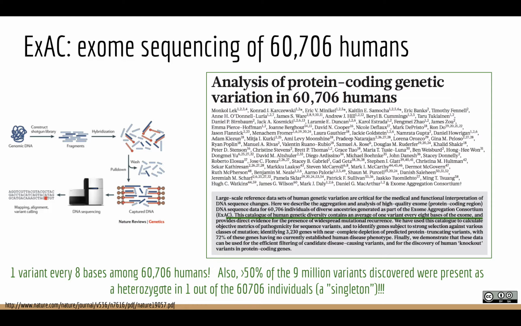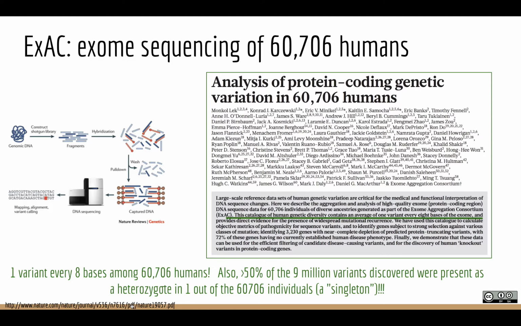So one of the staggering results of this study, from looking at 60,706 individuals, is that there's one genetic variant in the coding exome for every 8 bases. We talked about on average that any 2 individuals differ at about 1 in 700 base pairs or something. But the density of genetic variation obviously increases as we sequence more and more individuals. So in total, when you take all the genetic variation found among those 60,706 individuals, there's variants all over the place.